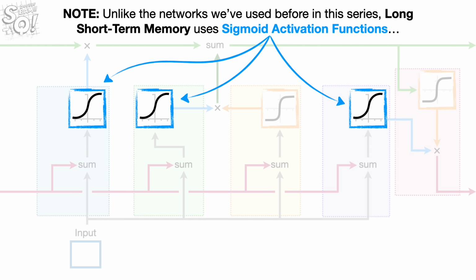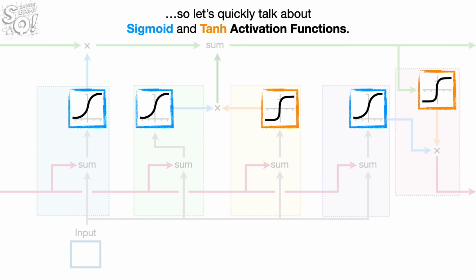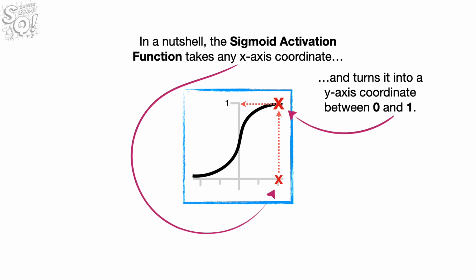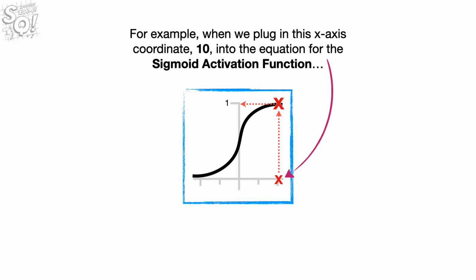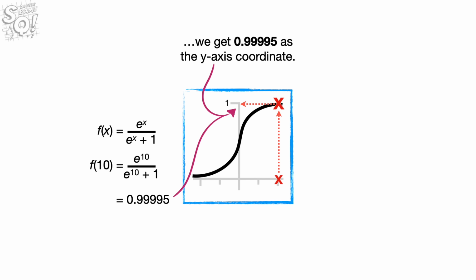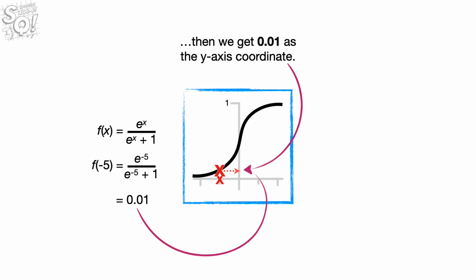Bam! Note, unlike the networks we've used before in this series, long short-term memory uses sigmoid activation functions and tanh activation functions. So let's quickly talk about sigmoid and tanh activation functions. In a nutshell, the sigmoid activation function takes any x-axis coordinate and turns it into a y-axis coordinate between 0 and 1. For example, when we plug in this x-axis coordinate, 10, into the equation for the sigmoid activation function, we get 0.99995 as the y-axis coordinate. And if we plug in this x-axis coordinate, -5, then we get 0.01 as the y-axis coordinate.